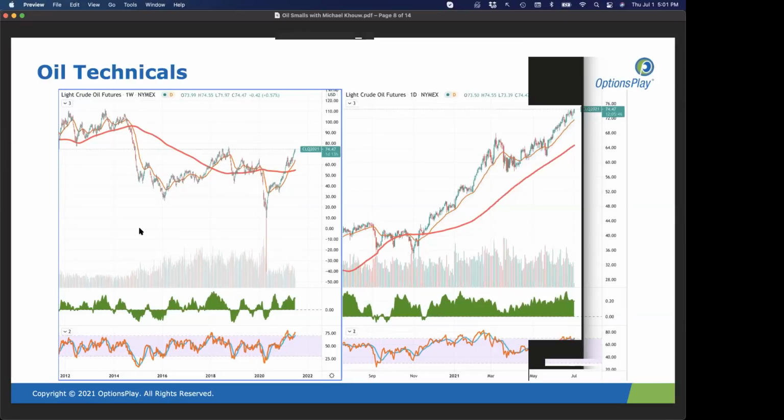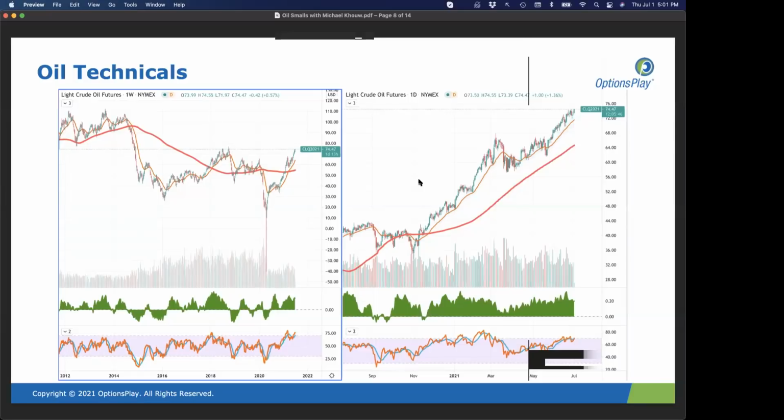I want to answer questions on this, because for options, there's a variety of products that we have used to get exposure to oil, whether it's USO, OIH, XOP, which someone mentioned before and we've used before, and also XLE. But none of these are really giving us true exposure to oil. These are all proxies to oil, and it's the best that we can do when we're trading equity options.